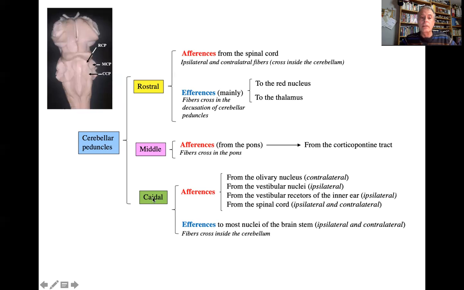The caudal cerebellar peduncle, sorry about that, it should be caudal, is formed by afferences and efferences. Afferences from many areas: olivary nucleus, vestibular receptors, spinal cord, etc. And efferences to most nuclei of the brain stem, ipsilateral and contralateral. This is very important.